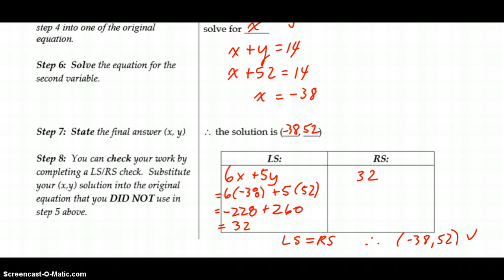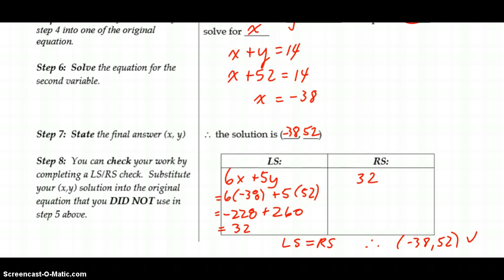And that's it. With elimination, you can see the setup is a little bit different. We don't need an equation of y equals or x equals. We don't isolate that variable. We just add or subtract the equations together, possibly with some multiplication required first. And then all the rest of the steps are the same substitution. So let's move to the next example.